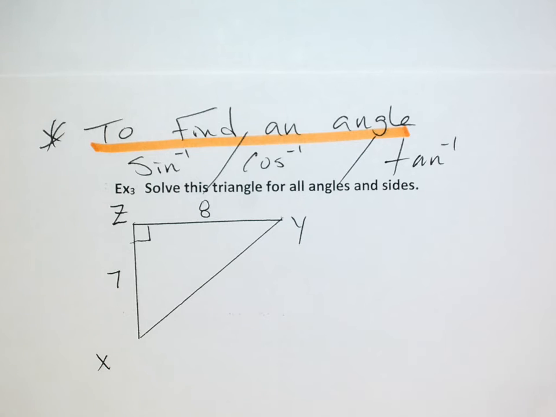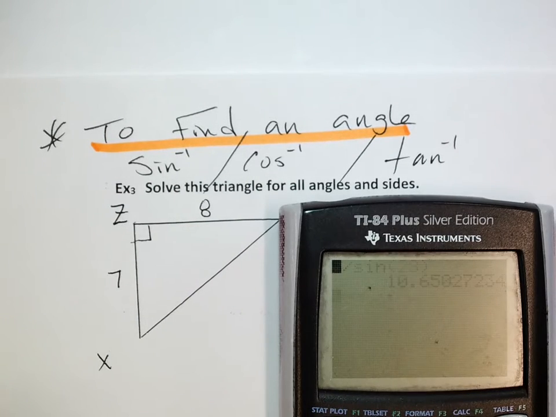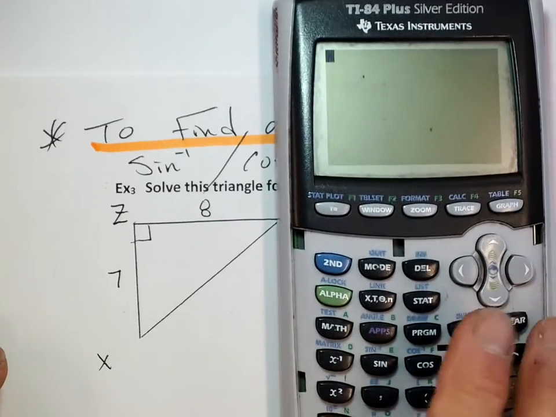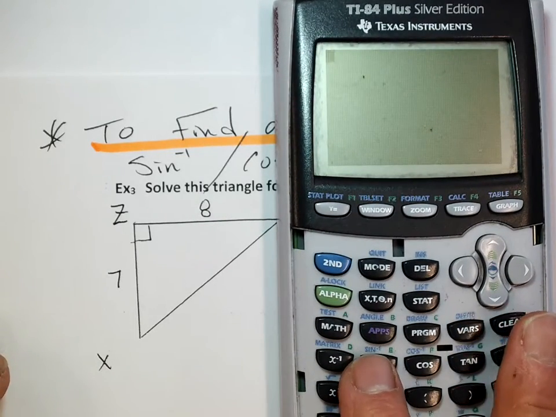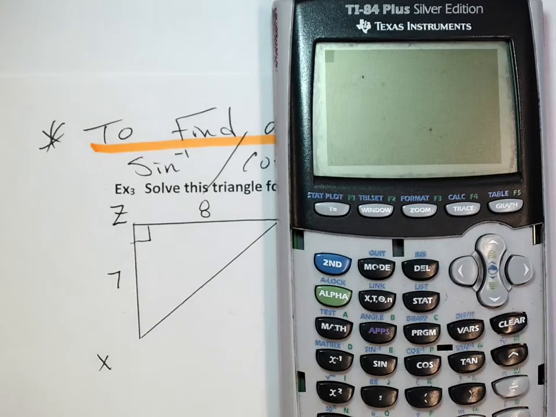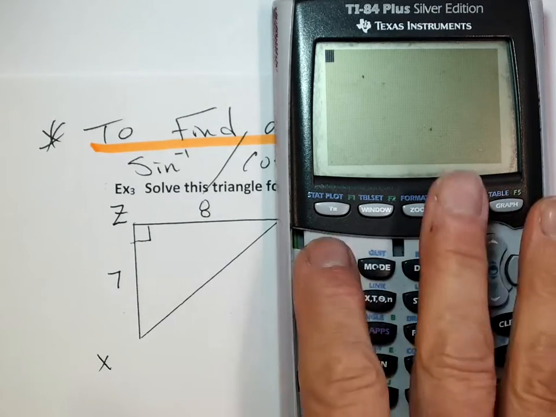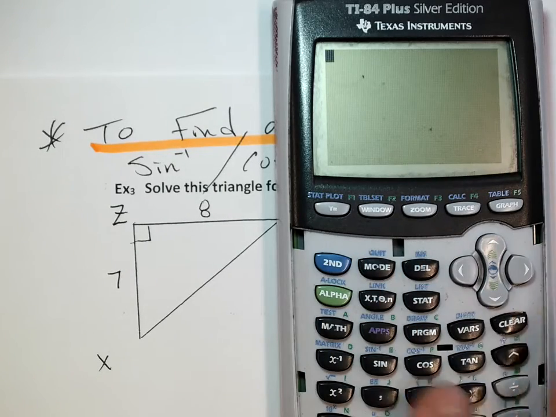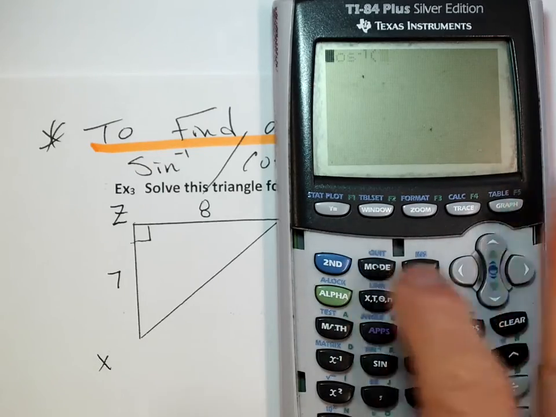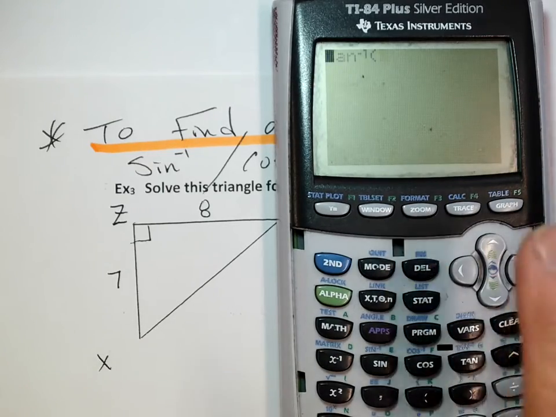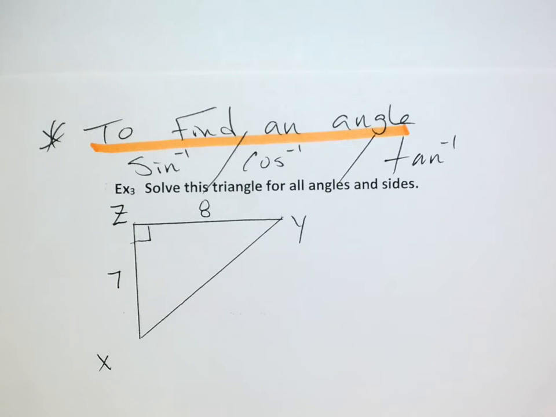Now, if that's the case, let's take a look at my calculator. These are the buttons in blue. These are my inverse buttons. To get to blue, I go second sine for sine inverse, or second cosine, or second tangent. So let's figure out how this works.